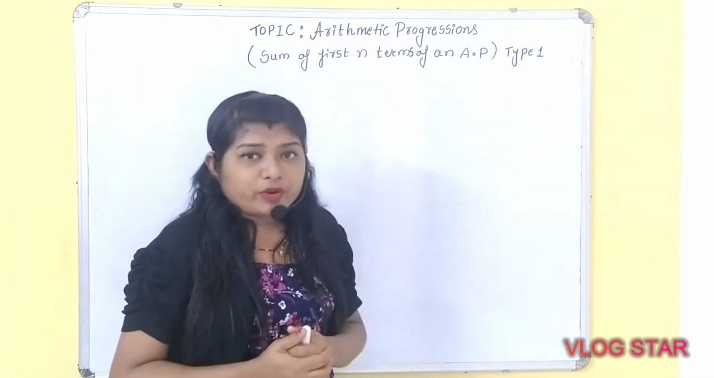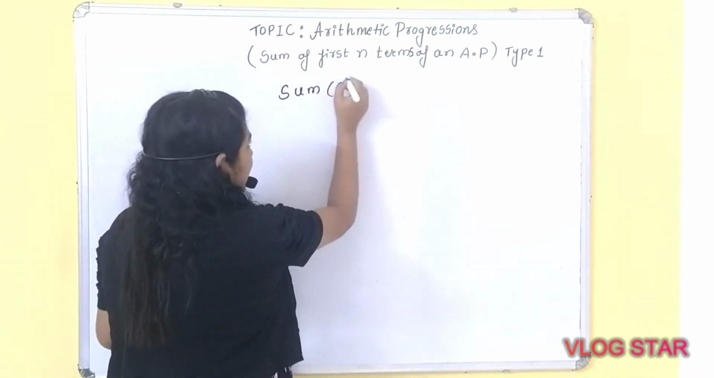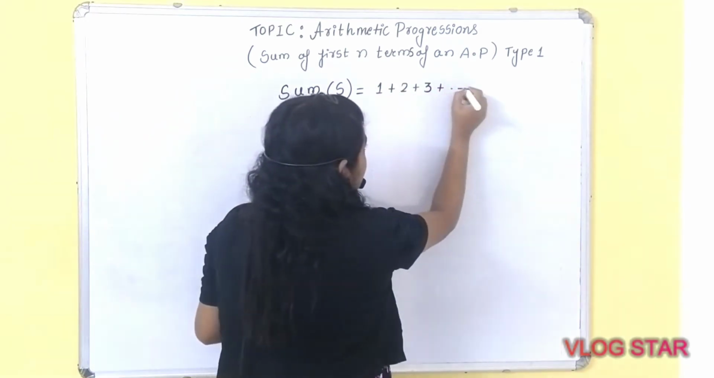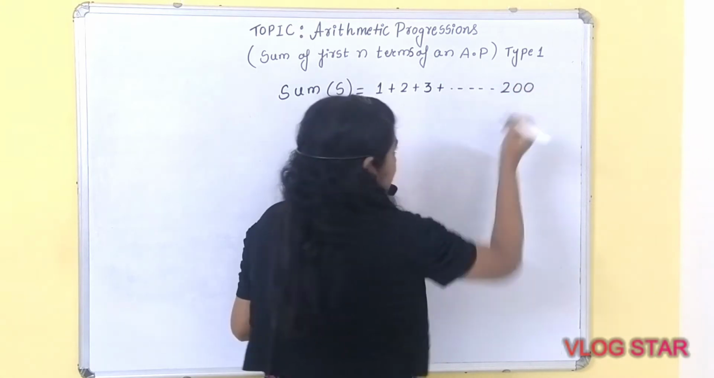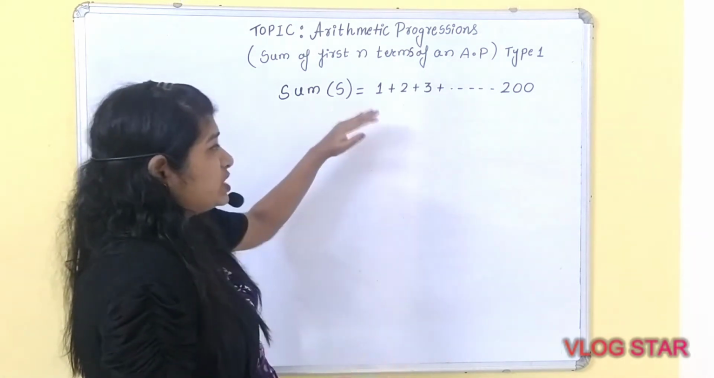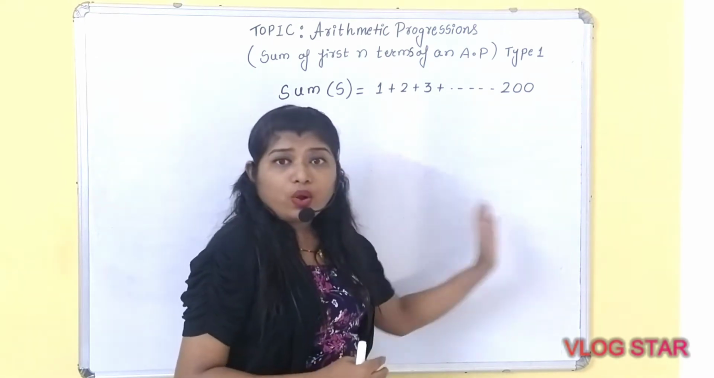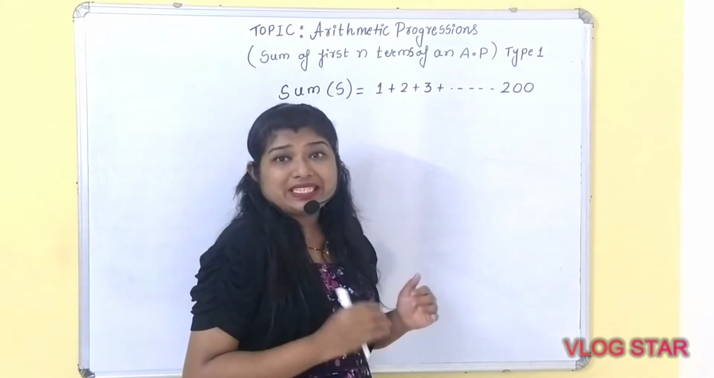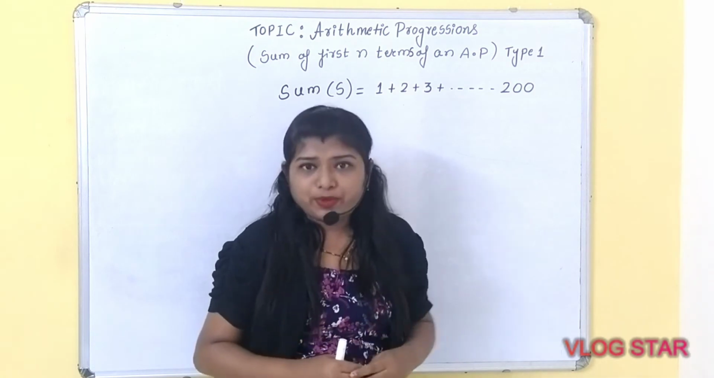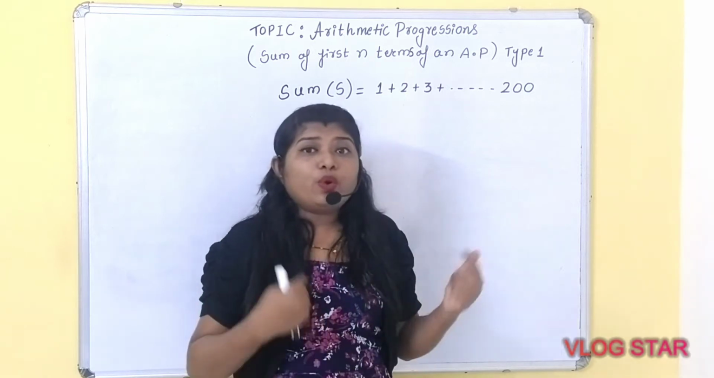So how are we going to perform the addition? Let's consider the sum denoted by S is equal to 1 plus 2 plus 3 and so on till 200. You need to find the sum of the numbers starting from 1 to 200. So how are you going to proceed? You are going to add all the numbers. Yes, it is possible, but definitely this is a very tedious, time consuming process. So how are you going to overcome this?